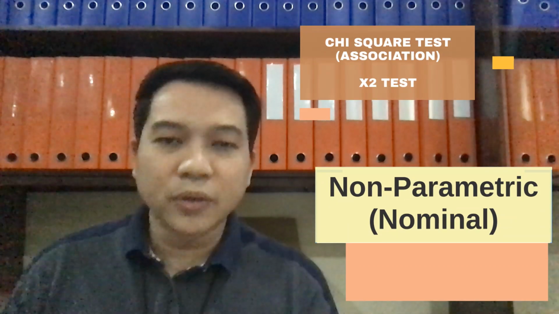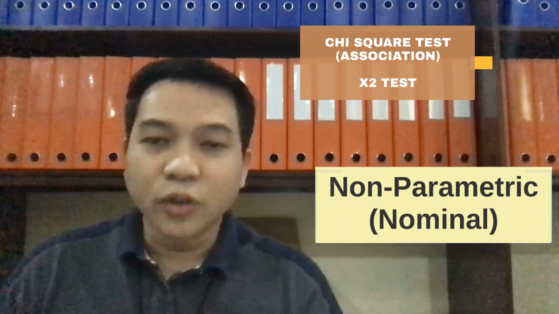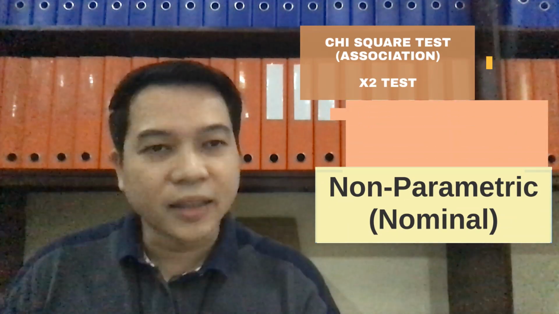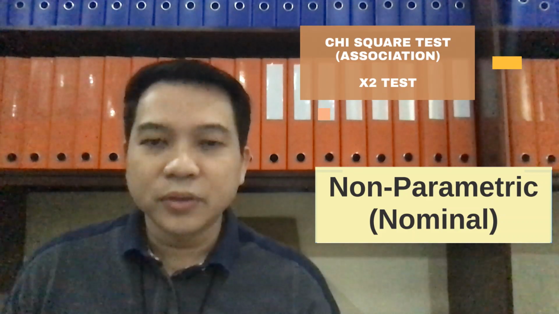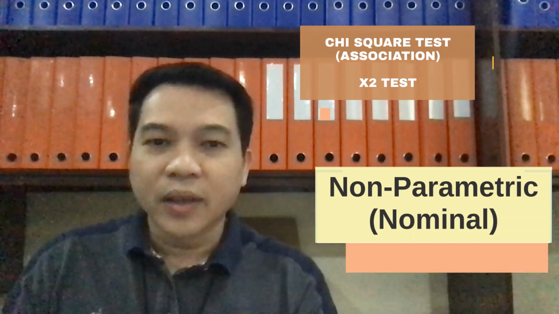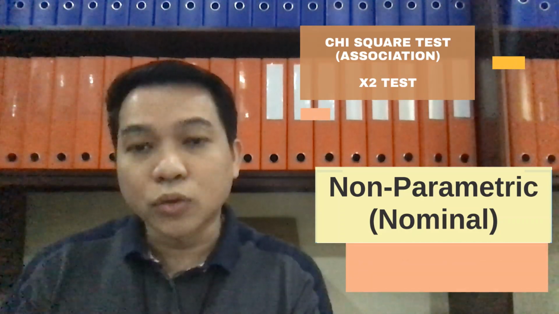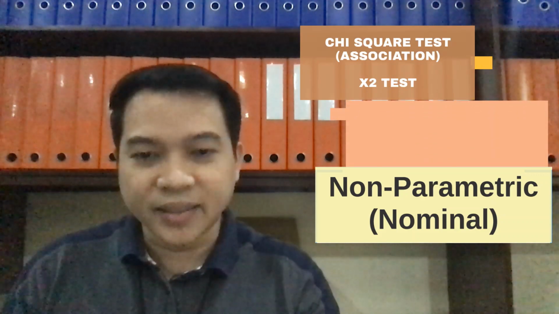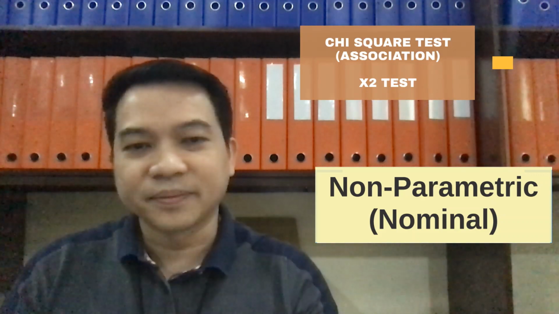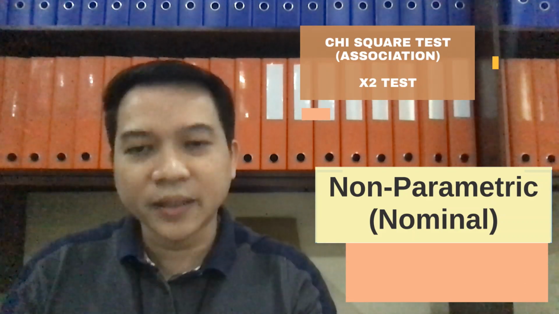Then if you're going to correlate nominal data, terms, categories, labels, you'll be using the chi-square test. However, it's a chi-square test of association. Again, that's an x squared test, that's the symbol there. Okay. Again, for non-parametric nominal data.